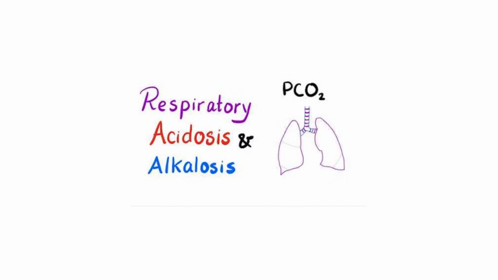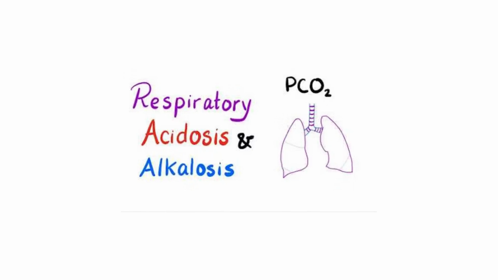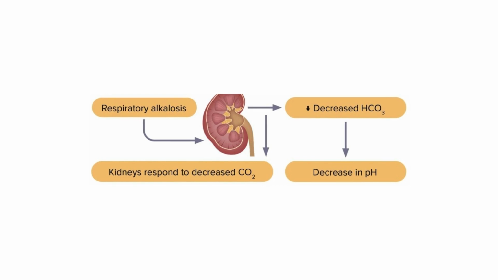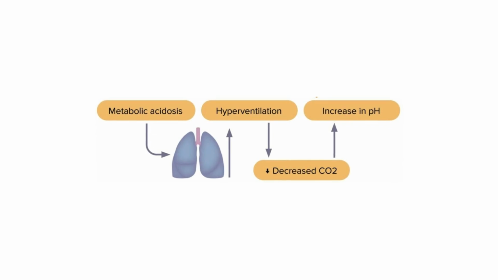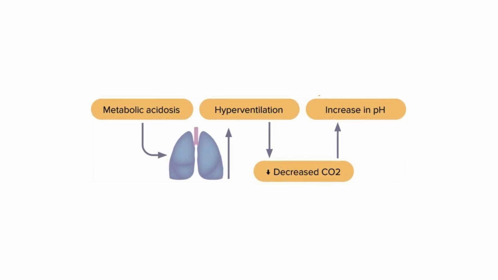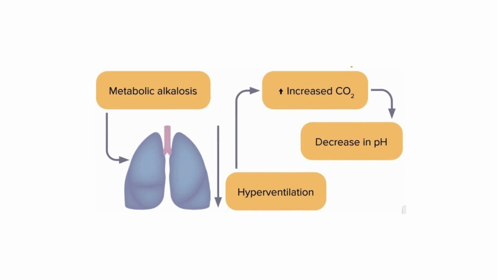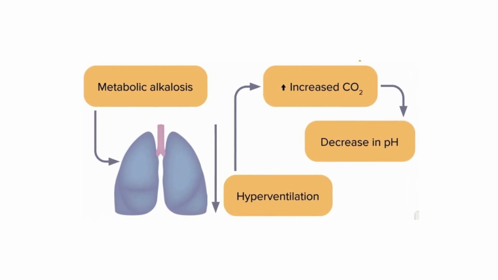A. Respiratory acidosis can be caused by COPD, respiratory failure, or pneumonia. B. Respiratory alkalosis can be caused by hyperventilation, anxiety, or fever. C. Metabolic acidosis can be caused by diabetic ketoacidosis, lactic acidosis, or renal failure. D. Metabolic alkalosis can be caused by excessive vomiting, diuretic use, or Cushing's syndrome.